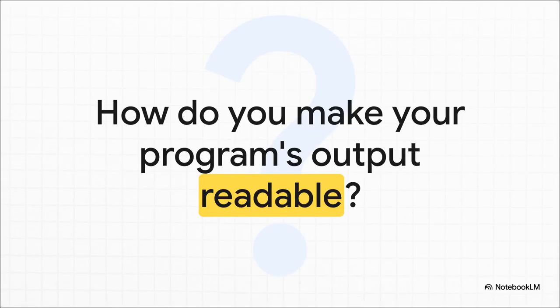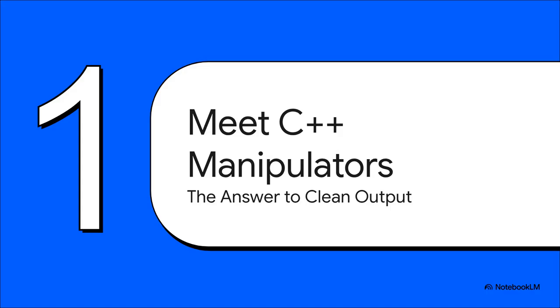And that brings us to the big question, doesn't it? How do we take all that raw data and actually present it in a way that's clean, structured, and easy on the eyes? How do we get control over how it all looks in the end? Well, the answer, my friends, lies in C++ manipulators. These are awesome little functions built right into the language, and they give you really precise control over the format and appearance of your output.